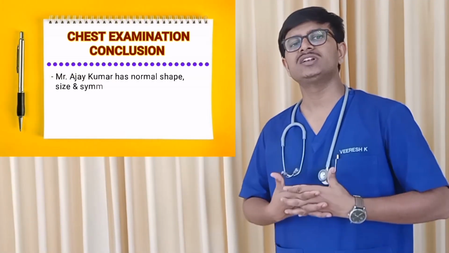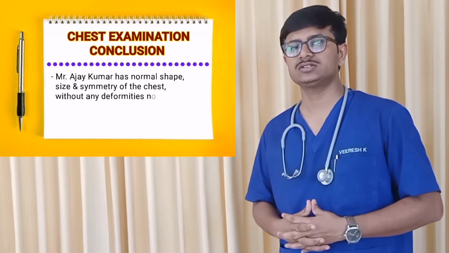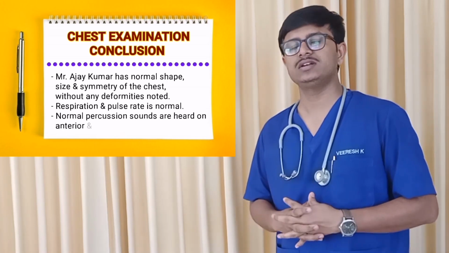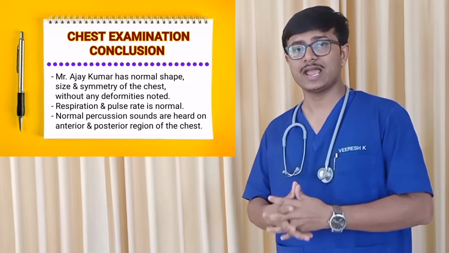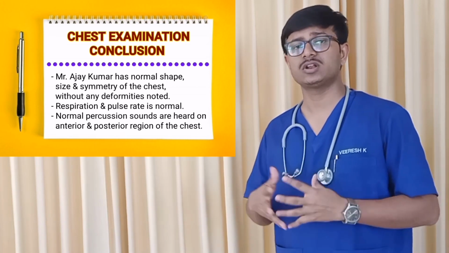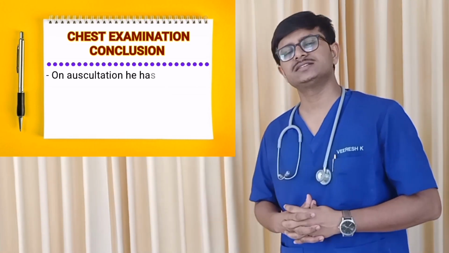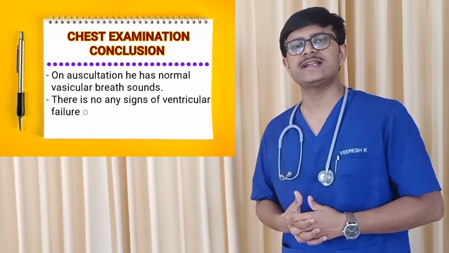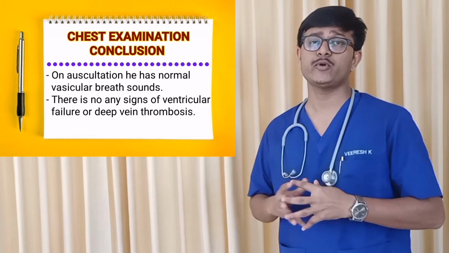Okay sir. My client Mr. Ajay has normal shape, size, symmetry of the chest without any deformities noted. Respiration and pulse rate are normal. Normal percussion sounds can be heard on the anterior and posterior region of the chest. On auscultation, he has normal vesicular breath sounds. There are no signs of ventricular failure or deep vein thrombosis. Further moving on to abdominal examination.